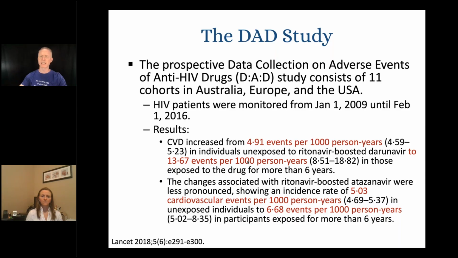And this one was an example of darunavir. They talk about those that were put on ritonavir boosted atazanavir having less pronounced cardiovascular disease. And the reason for that is atazanavir uniquely is a protease inhibitor that does not cause as much glucose sensitivity problems, and so it doesn't get as high, and their lipid profiles are not as bad. They still get bad, but they're not as bad.